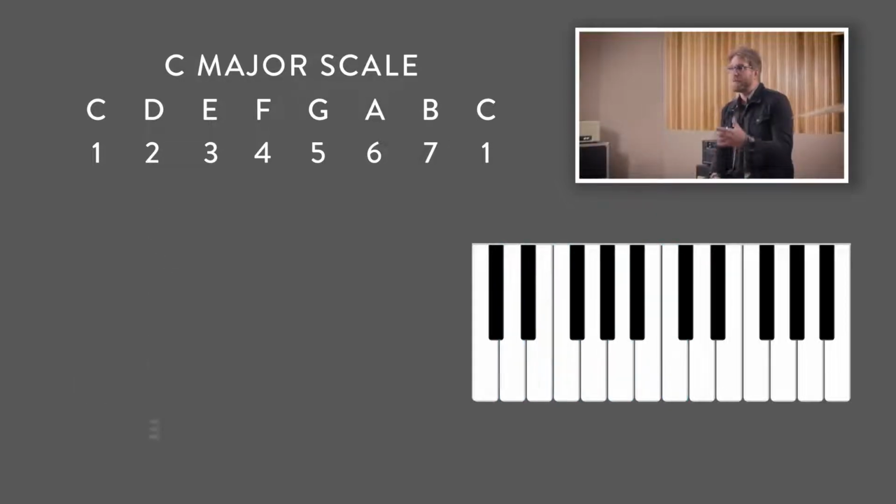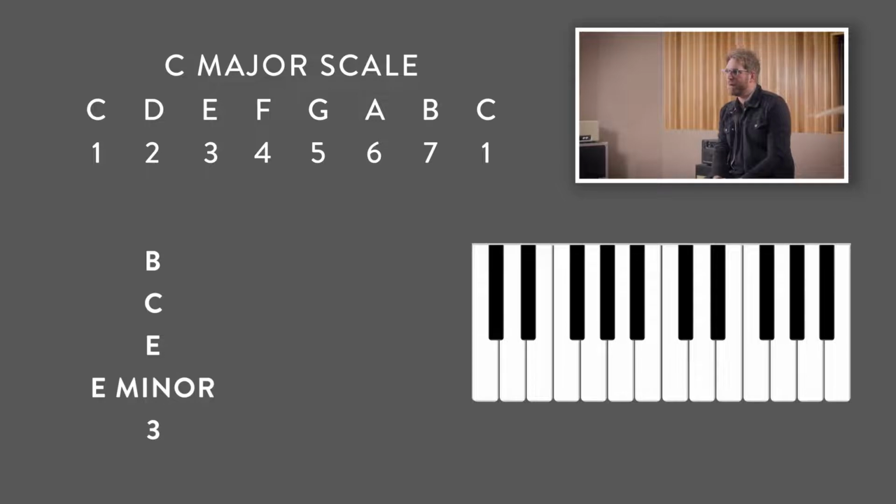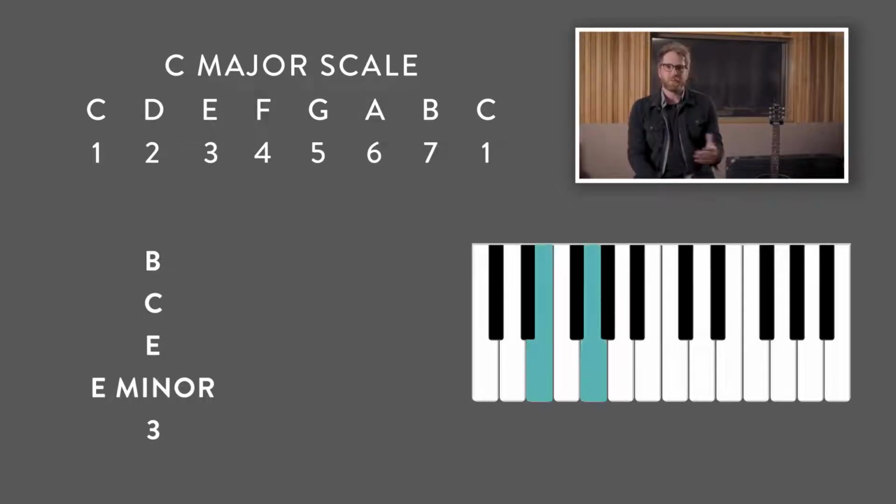The 3, or the E, forms the chord E minor. The 3rd note in the C major scale is E, and the 3rd note in the major scale is often played as a natural minor chord. So the chord played here would be a pure E minor chord, and the E minor chord is constructed from the 1st, 3rd, and 5th notes of the E minor scale.